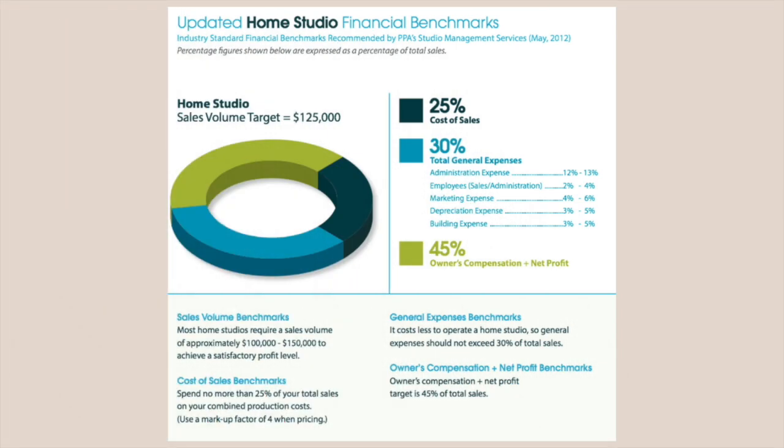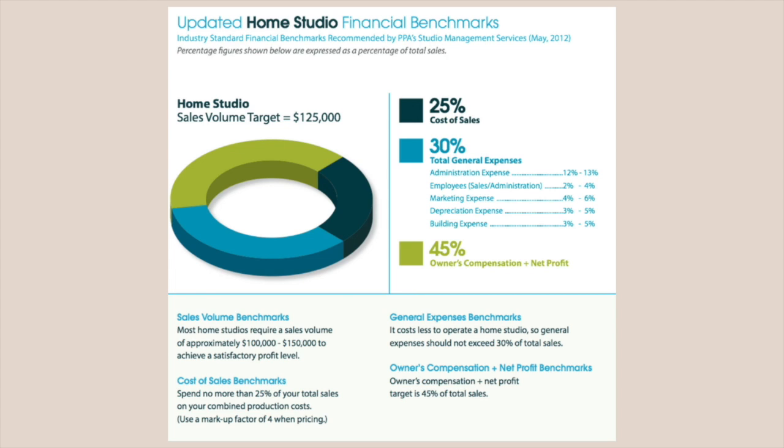Okay, let's get started. I'm going to show you here the financial benchmarks that are taken from the Professional Photographers of America Studio Management Services. Now, the last time I updated this was in May 2012, but to be honest with you, these really don't change very much. I would just say probably the numbers have gone up. The percentages don't really change, but the total number has probably gone up in income since nearly 10 years ago now. What I want you to focus on is the percentages, okay? So these are the industry standard financial benchmarks recommended by PPA Studio Management Services. You can find these on ppa.com.